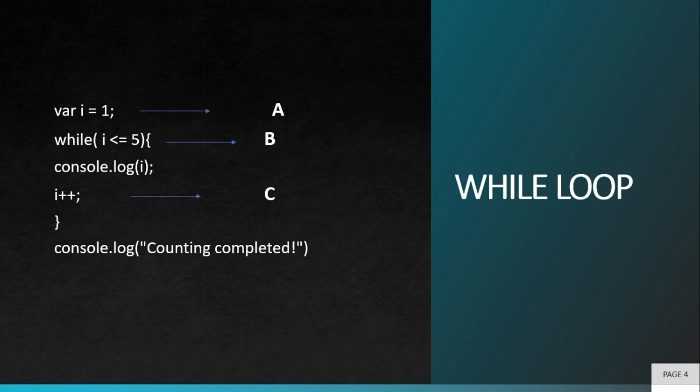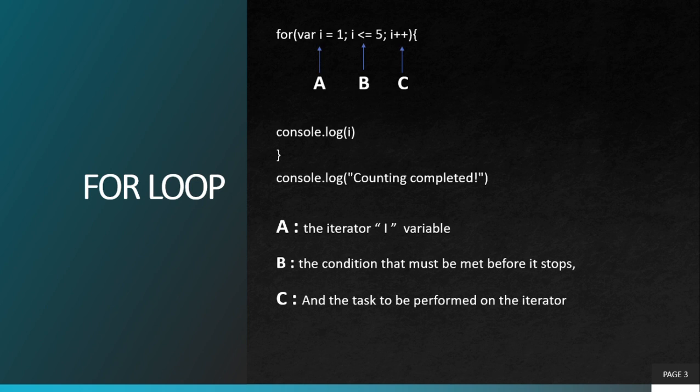All right, now we are here in our for loop. This is how the code snippet for a for loop looks like. You first of all have a variable, that is the incrementer, which is assigned a value. Then the next part is the condition that must be met before it stops. The next part, which is C, is the task that will be performed on the iterator.